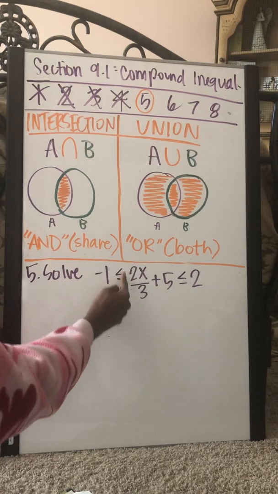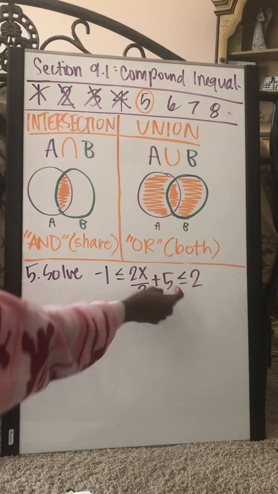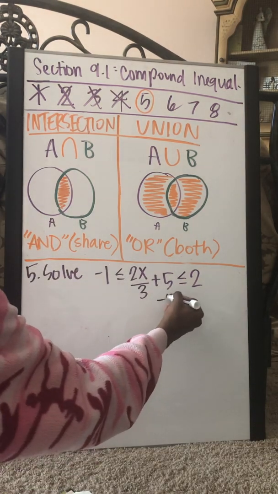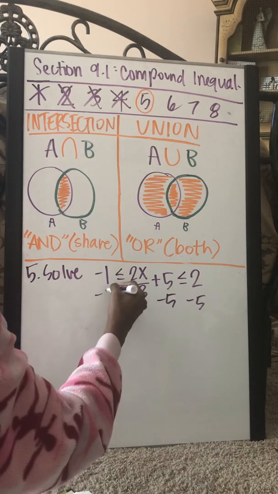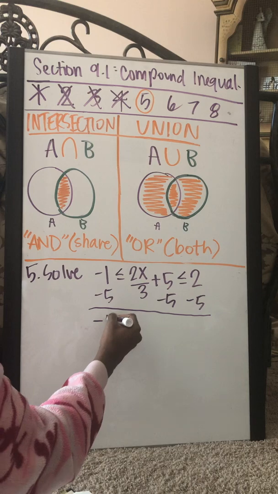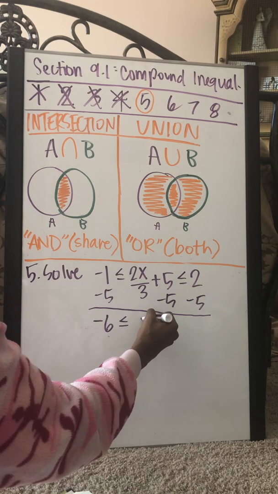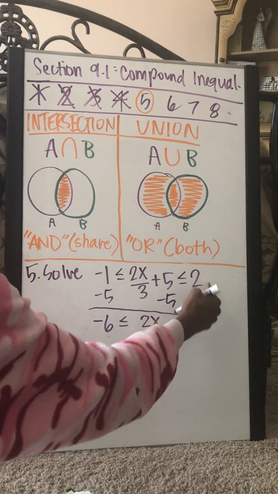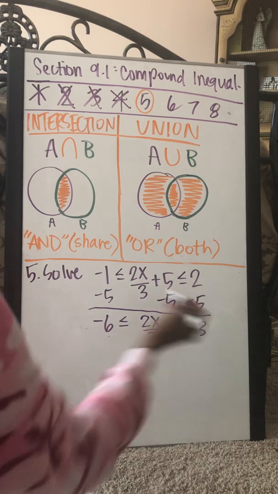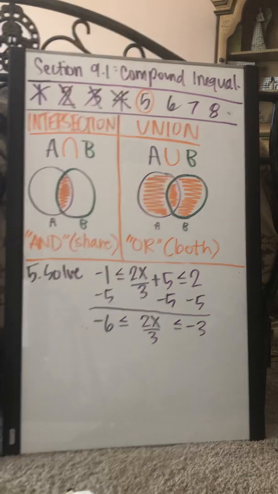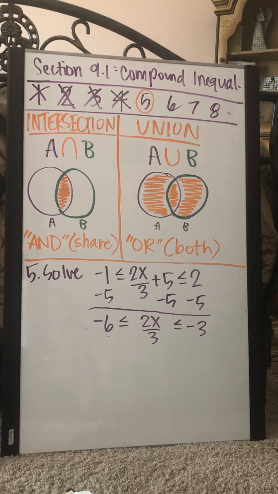So we have this part, which is a fraction, and then we have this plus 5. So the first thing that we need to move is our 5. Since it's plus, we are going to subtract 5 in all of our sections. -1 minus 5 is going to give us -6. We keep the signs the same. And then 2 minus 5 is going to give us -3. Okay, so again, you only change the sign when you are dividing by a negative number.